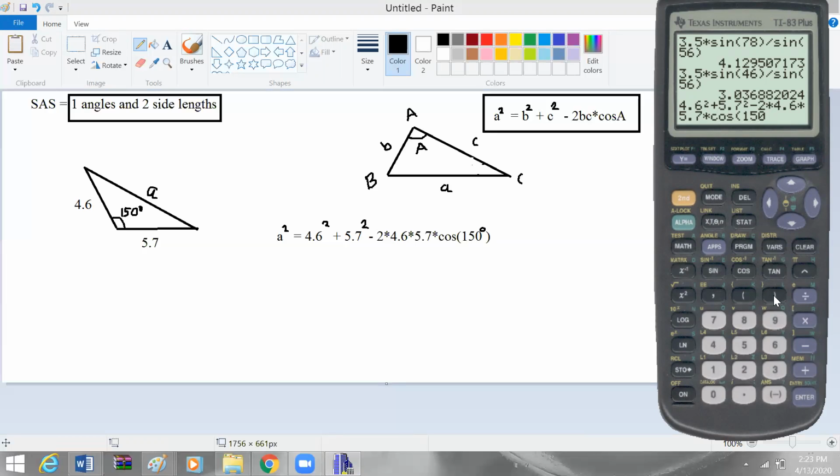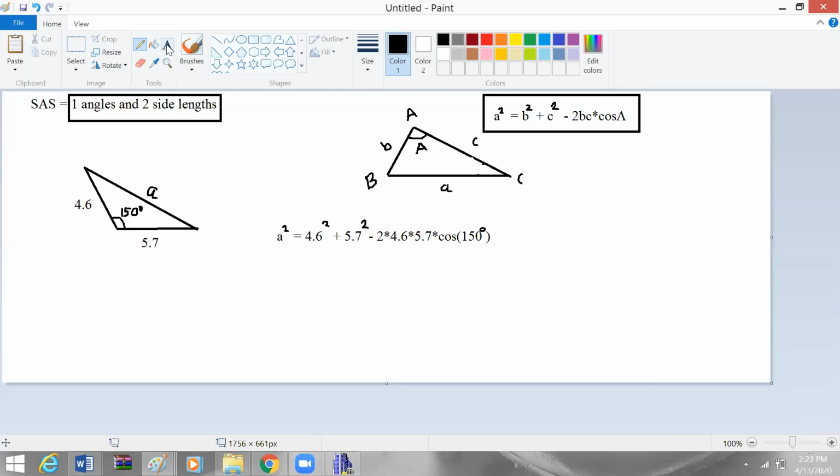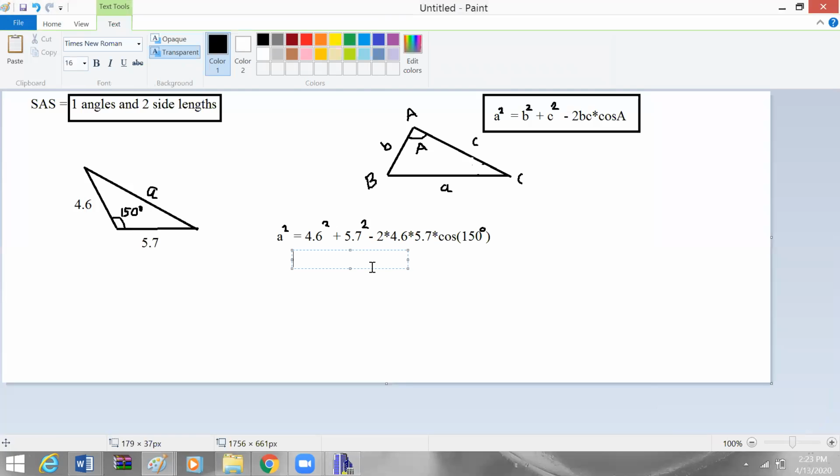So everything is already in terms of the angle. So the answer will be 99.06. And so that will be what we're going to put down. So we have a squared equal to 99.06.